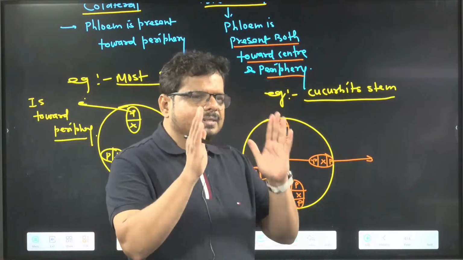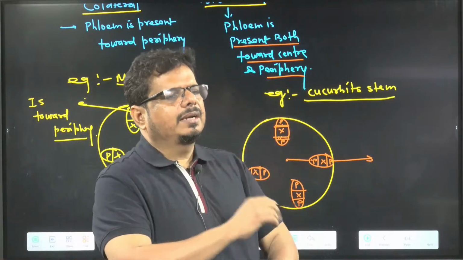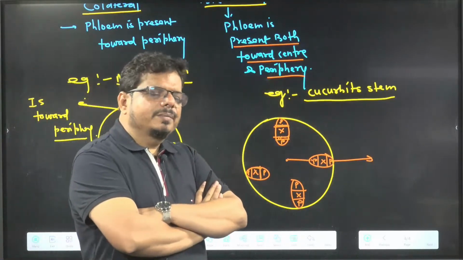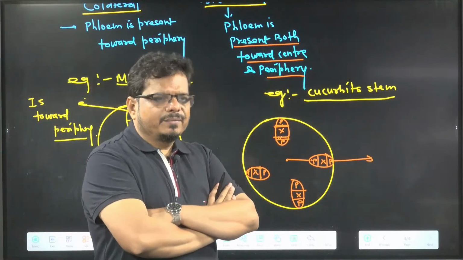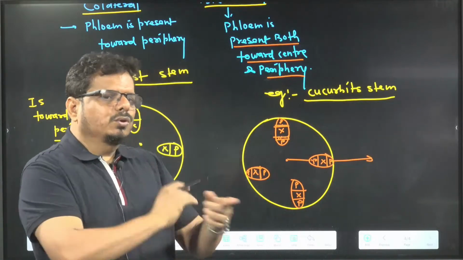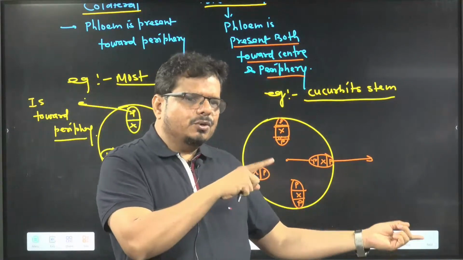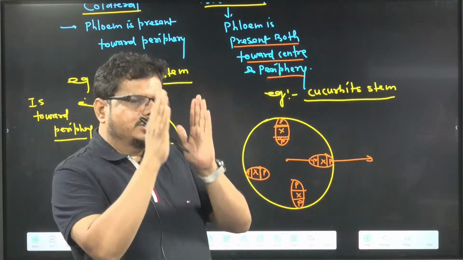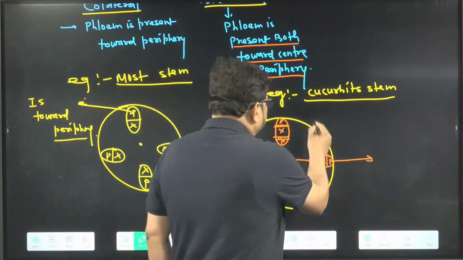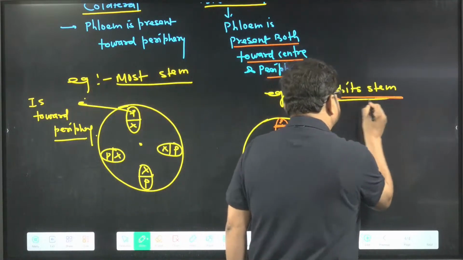Are you able to differentiate between collateral and bicollateral or not? Tell me very honestly. Collateral, phloem is toward periphery. Bicollateral, phloem is both toward center also, periphery also. Xylem is present in between. And example of bicollateral is cucurbit stem.